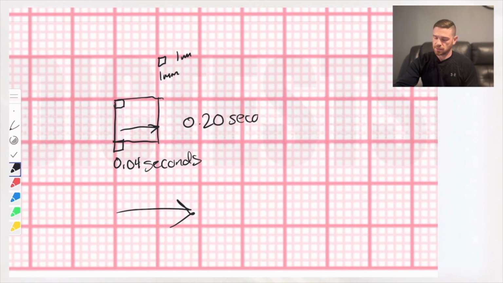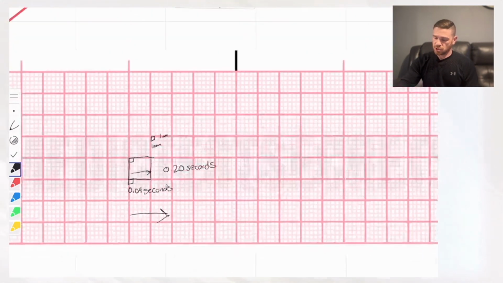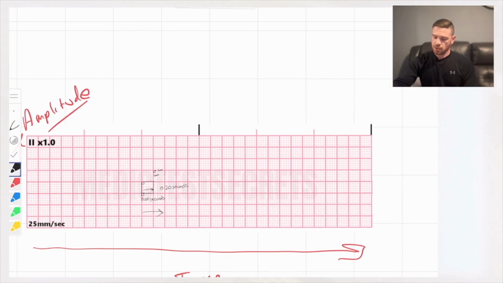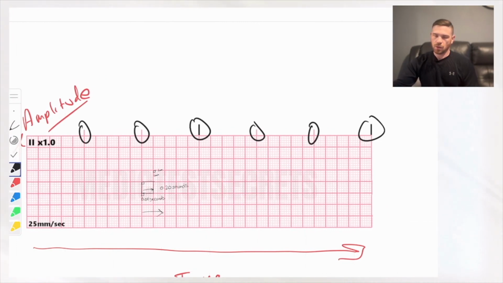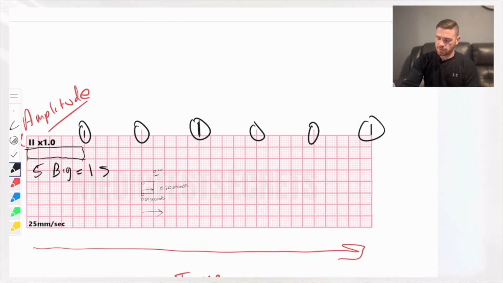One large box is 0.20 seconds. Taking that into consideration, when you look at this strip, you see that there are lines across the top. Depending on the cardiac monitor, this can look different. We see the smaller lines here and then the bigger, darker lines here. The smaller lines are 5 big boxes apart. So 5 big boxes equals 1 second.